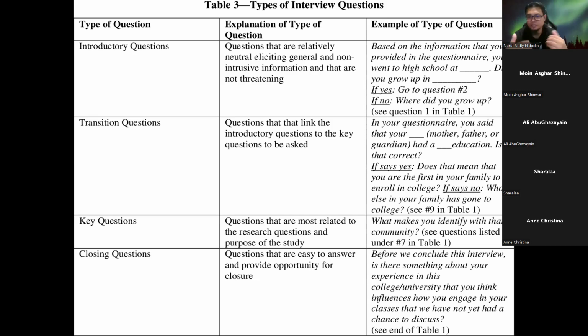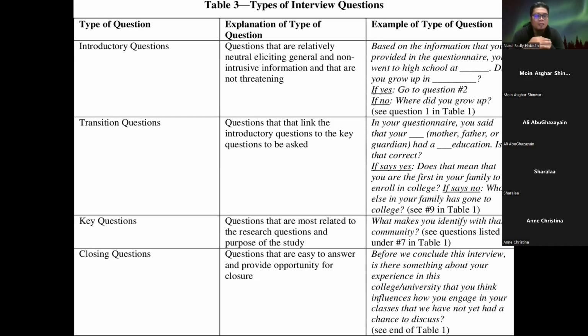So you start a transition. Then go to the key questions that are the most related. So this one is transition related, but this one is the key question, meaning the specific question in order to answer your research question and research objective. What makes you identify with that community? So if you ask about identifying with that community, maybe your research question is actually what is the community. That's why you ask the specific question, because these questions are specifically to answer your specific research question or research objective.